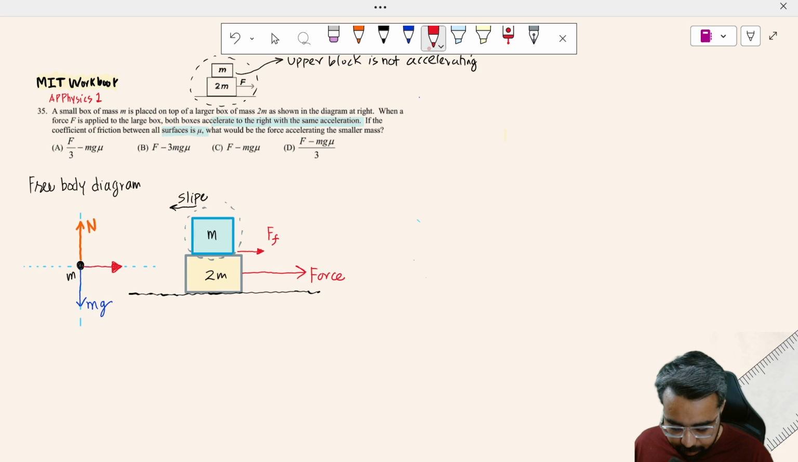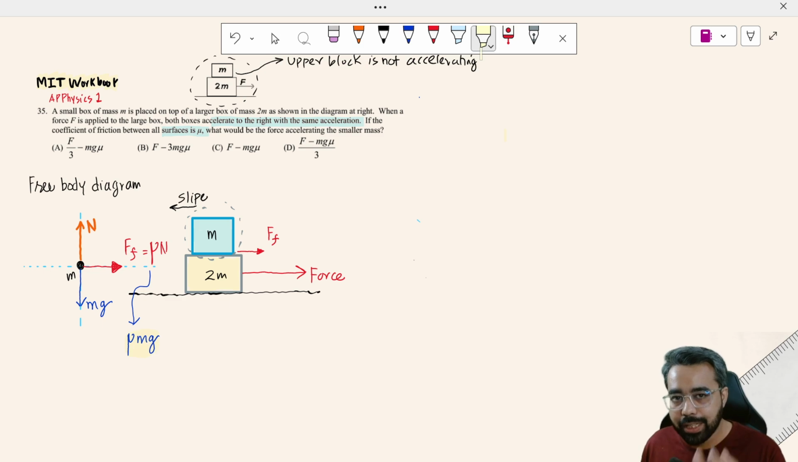So this is a frictional force which is equal to mu, and for this case it's a coefficient of static friction because it's not moving, mu times the normal force. And you know very well that, because the normal force is equal to mg, mu mg is the magnitude of the force which is avoiding any slipping of the upper block on the lower block.